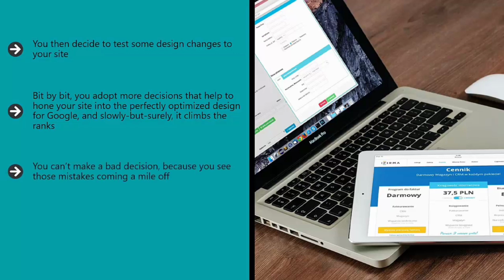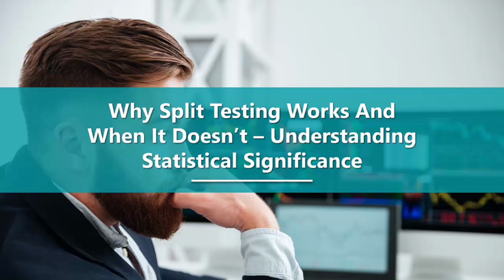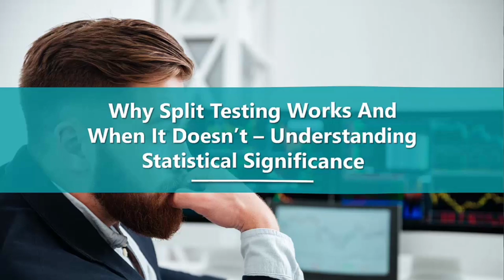You can't make a bad decision because you see those mistakes coming a mile off. And if you keep tweaking, you keep on improving. In this way, split testing is the best way to evolve your site and is the closest thing to a perfect strategy there is. Why split testing works and when it doesn't: understanding statistical significance.